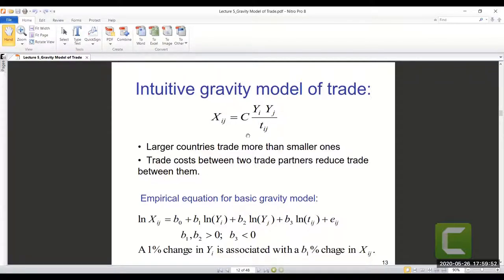So the simple gravity model equation says that trade flow between two economies is positively related to the economic size of the two countries and inversely related to the trade transport costs. For example, we can take distance directly. As you know, in a log-log model, the coefficients are going to be interpreted as percentages. So that is the gravity model. Then what will happen?